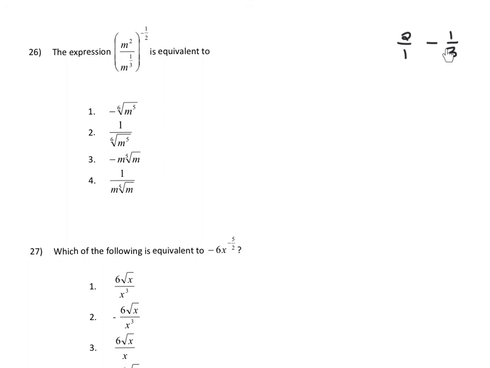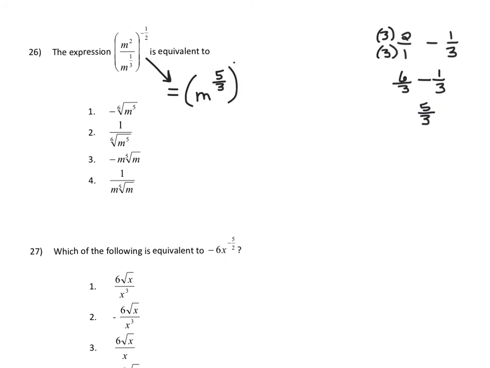Now this one has a 3. I can easily make that into a 3 by multiplying the 1 by 3. But if I multiply my denominator by 3, I have to do that by the numerator as well. So that's going to leave me with 6 over 3 minus 1 over 3. And then since 6 minus 1 is 5, that leaves me with 5/3. Okay, so I'm going to take this and rewrite this as m to the 5/3.